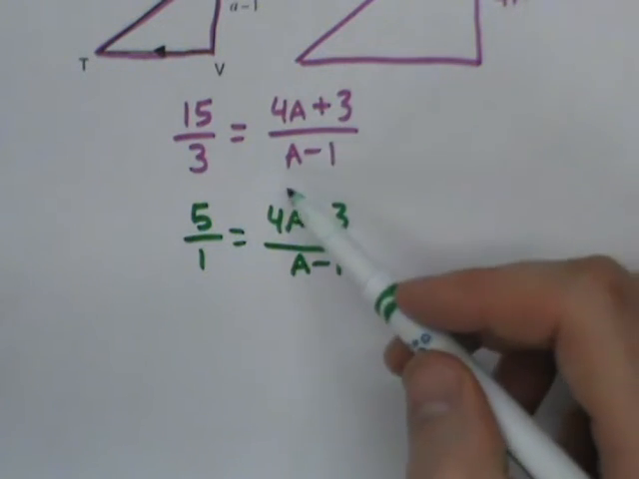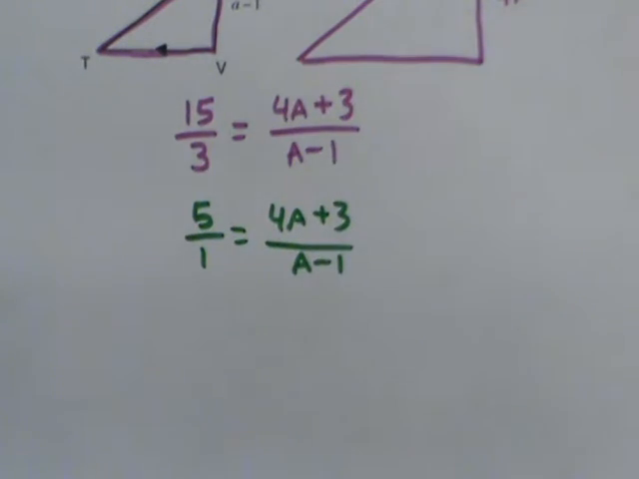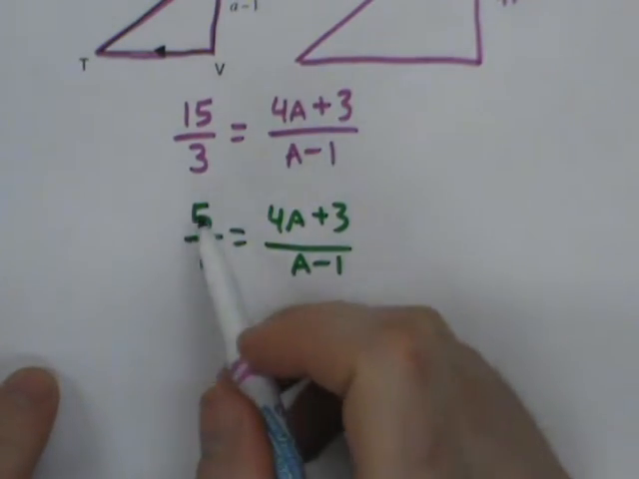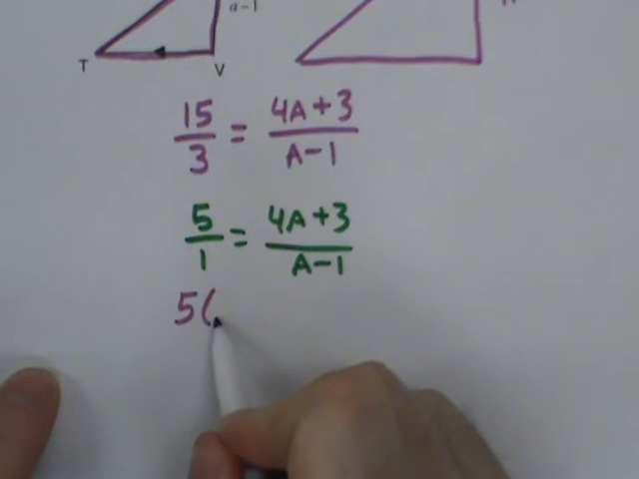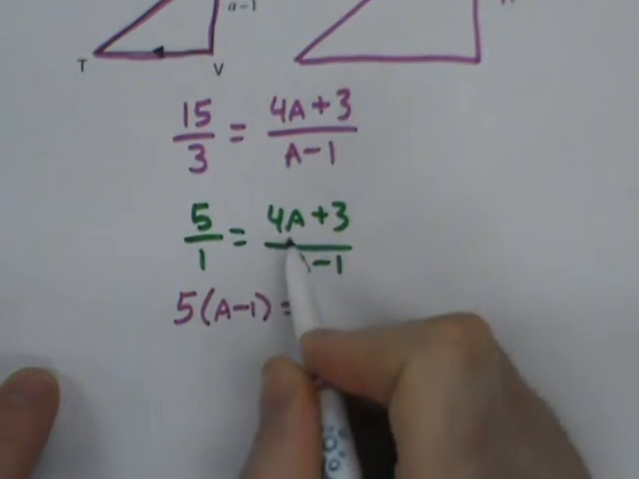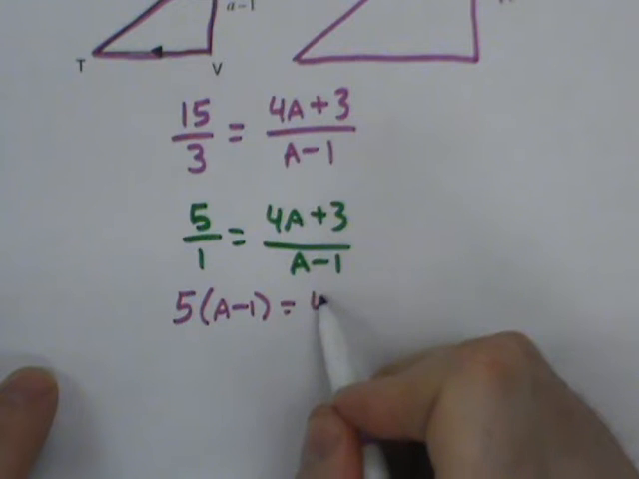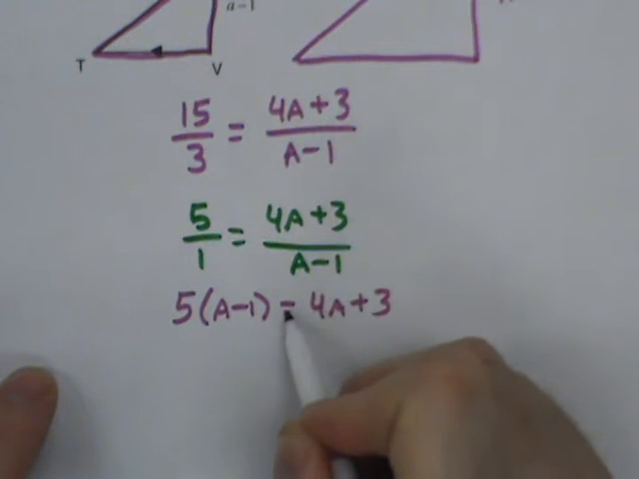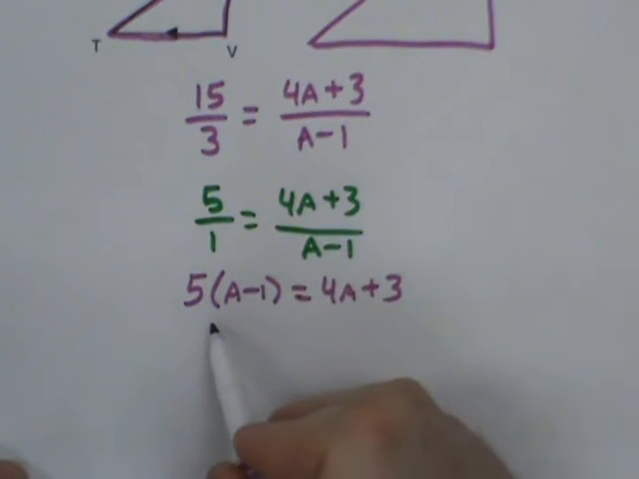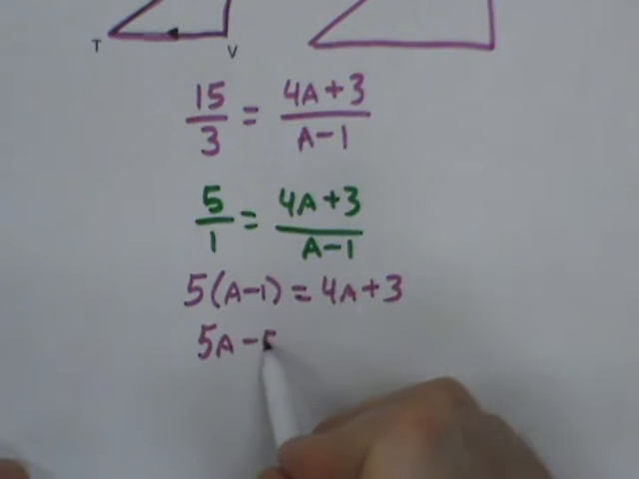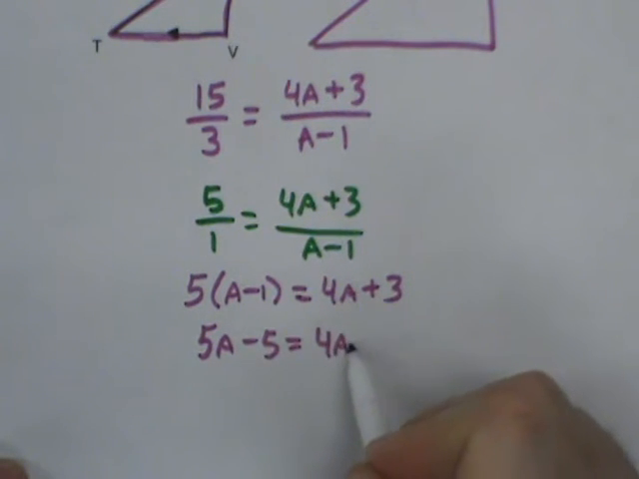And then never, never try to cancel any of your algebraic expressions. As you solve this, I can simply take that up and say 5 times a minus 1. 1 times that is going to be the same thing, so I can say 4a plus 3. And then I solve this. This would be 5a minus 5 equals 4a plus 3.